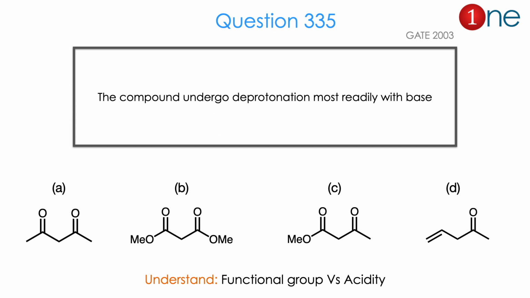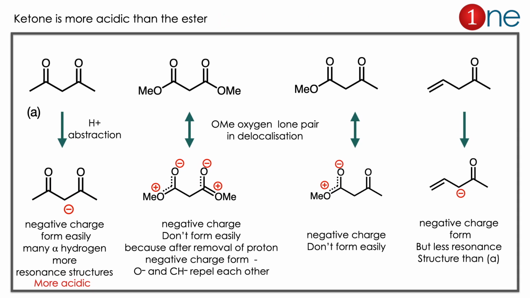So basically you are playing between the carbonyls. You have to find which one loses the proton easily in basic condition. So from the question of deprotonation and 4 different carbonyl system, you might realize the question is really about functional group versus acidity. The answer is A. Let us see how. Here I encourage you to know the fact that ketone is more acidic than ester.